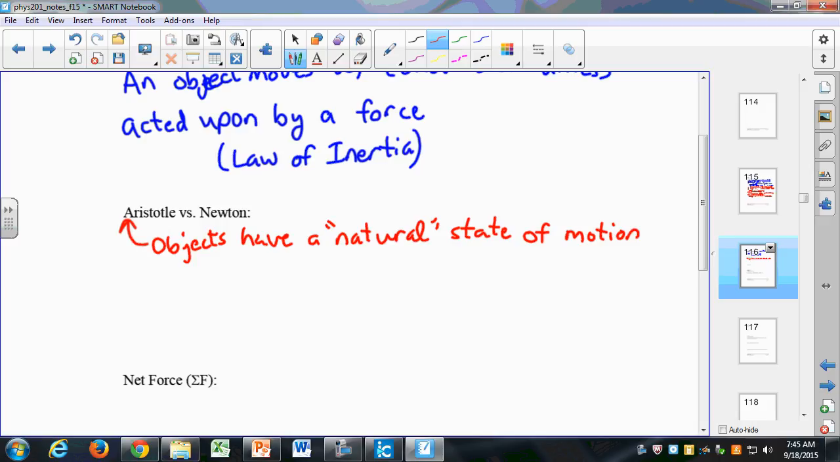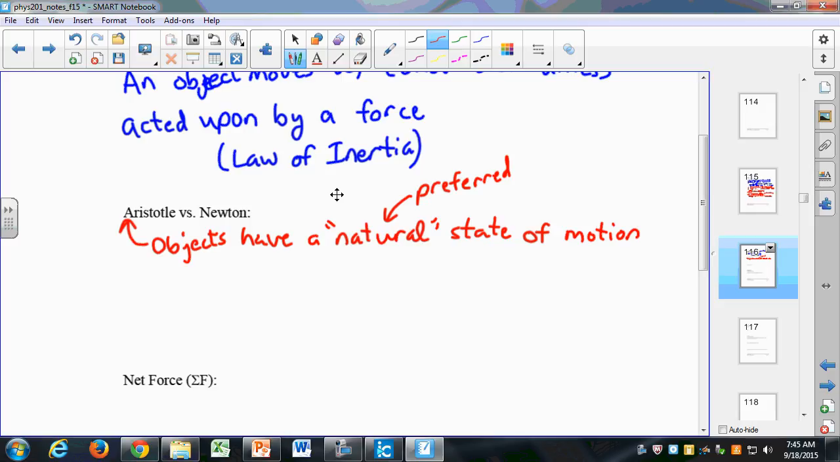We might say not natural, but something like a preferred state of motion. But Aristotle would have a more spiritual meaning to it, that every object in the universe has this state that it wants to be in, that it belongs in. Not so much that it's a preferred state, but that it longs to be in that state. And he would say that every object's natural state is to be at rest.